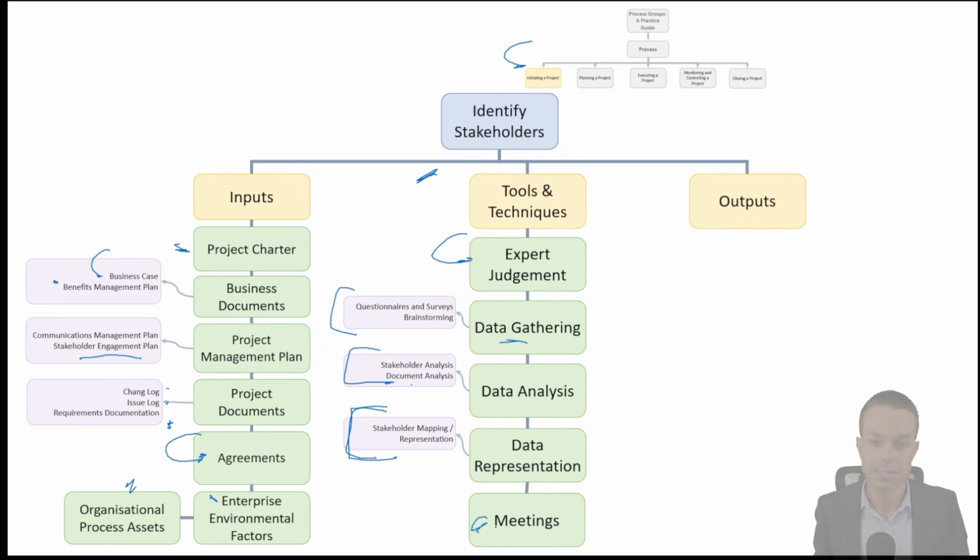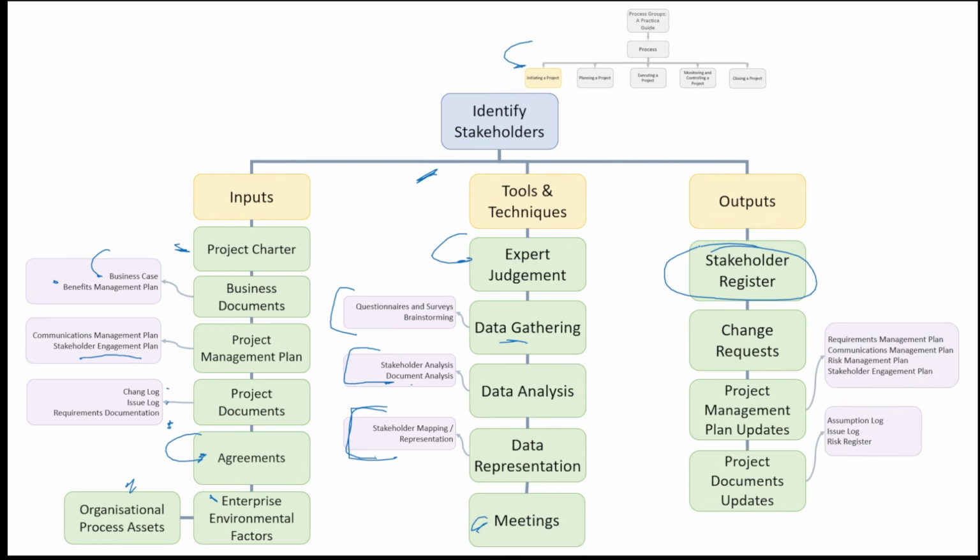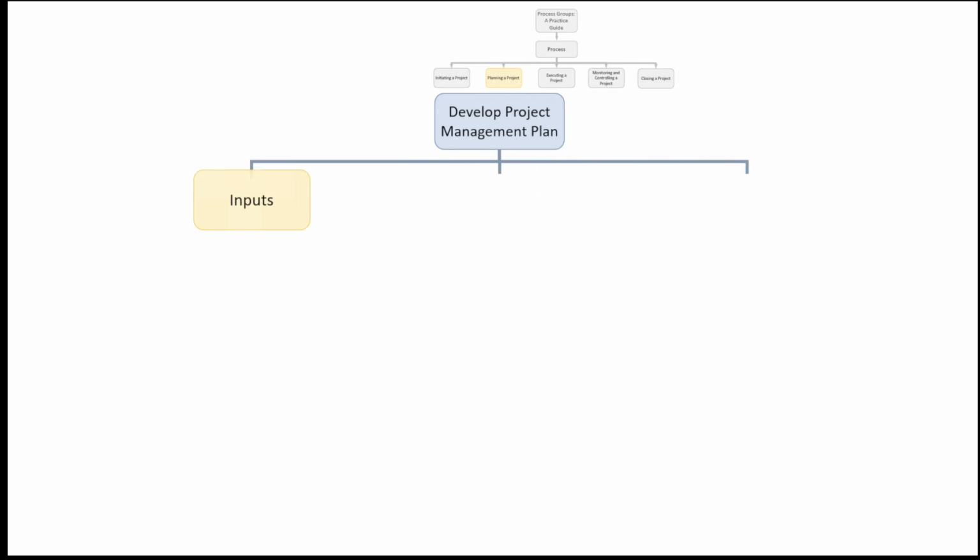We're going to need meetings, and the output for identifying stakeholders is our stakeholder register with all of our stakeholders input into it. We might need change requests and project management plan updates as we update with new stakeholders, and project documents updates like assumptions, issues, or risk registers that have new stakeholders involved.